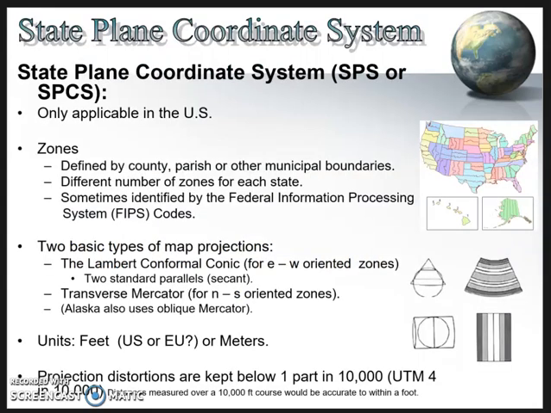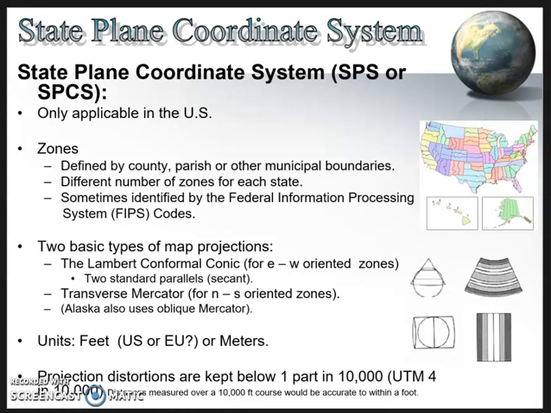Okay, so we also have the State Plane Coordinate System. Many countries establish local projected coordinate systems for highly accurate measurements over a small region. The United States uses a projected coordinate system called the State Plane Coordinate System, or SPS. Like UTM, the State Plane Coordinate System is also a grid coordinate system based on zones.